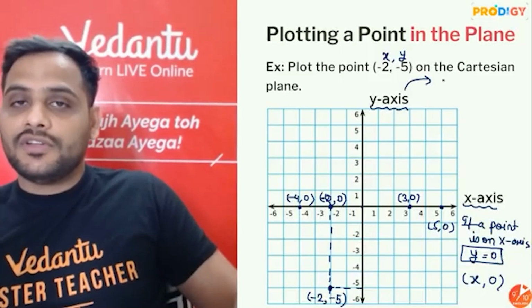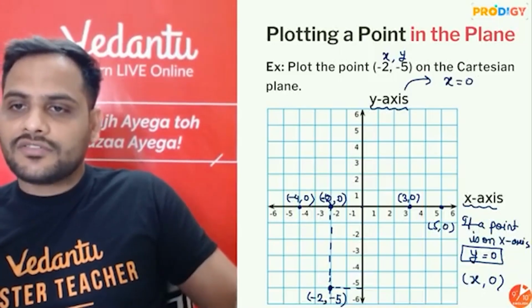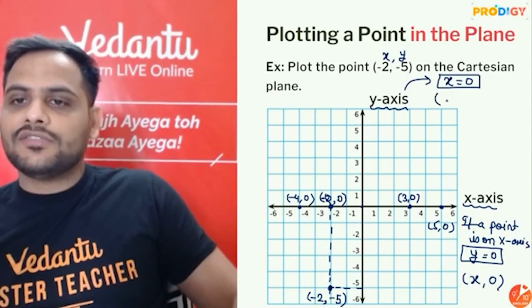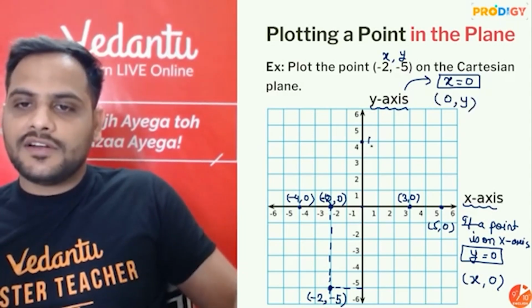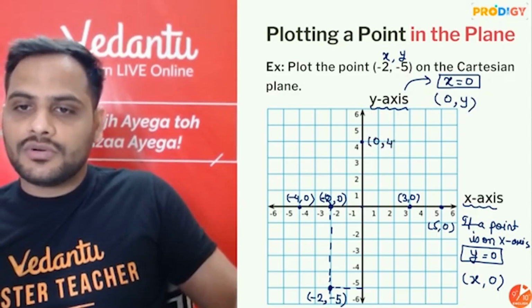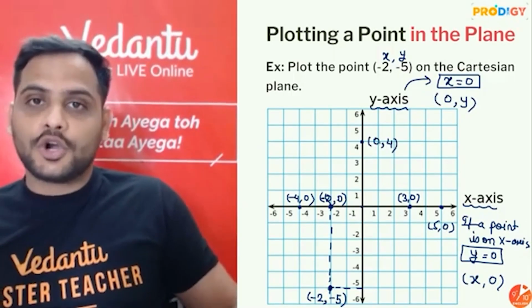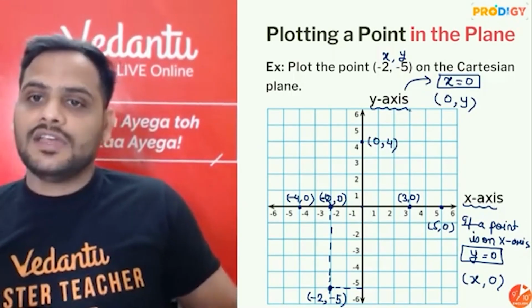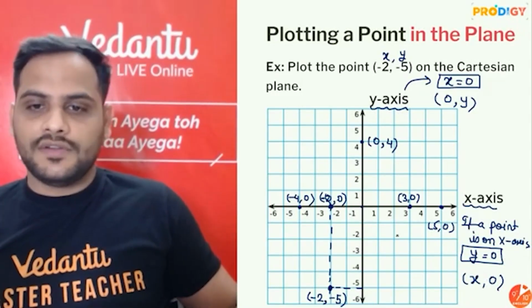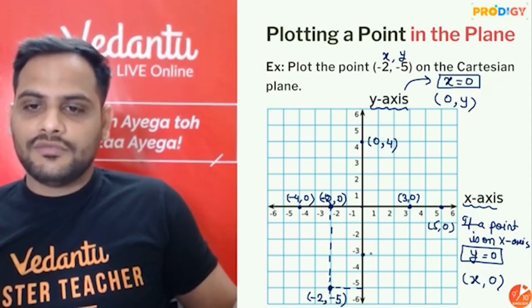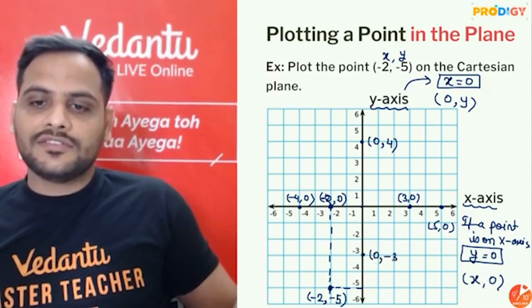If a point is on the y-axis, in that case the x coordinate will be 0 and the points will be in the form of (0, y). So here, suppose I have to write the coordinate of this point, I will say it is (0, 4). Not (4, 0), (0, 4), because it is on the y-axis. So on the y-axis, the x coordinate is 0. On the x-axis, the y coordinate is 0. This point over here will be (0, -3).